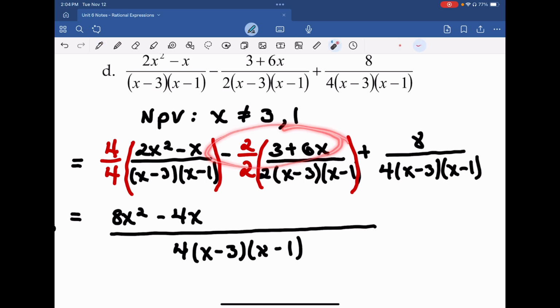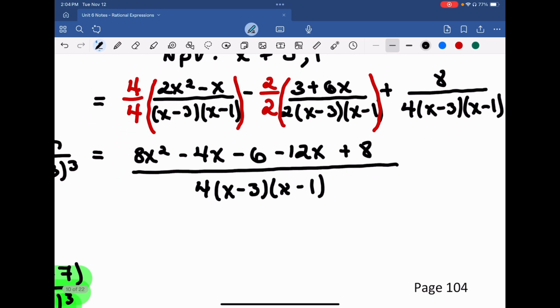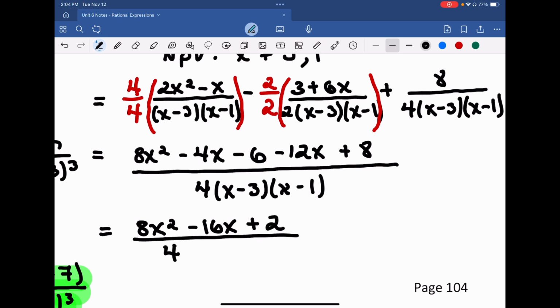If I write this, what happens with this expansion? Negative 2 times 3 is negative 6. Negative 2 times positive 6 is equal to negative 12x. And then from here, we have that positive 8 on the end. What we're going to do is collect our like terms to finish this off and get a specific answer. In terms of x squareds, I only have the 8x squareds. In terms of the x's, negative 4x and negative 12, I have negative 16x. In terms of constants, I have negative 6 and 8, which is positive 2. And then this is all divisible by the LCD, which is 4, x minus 3, x minus 1.